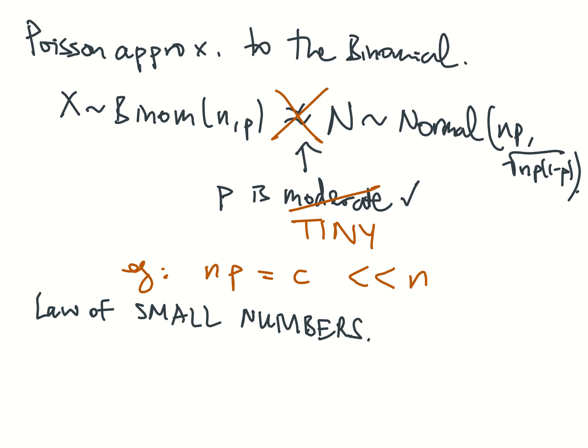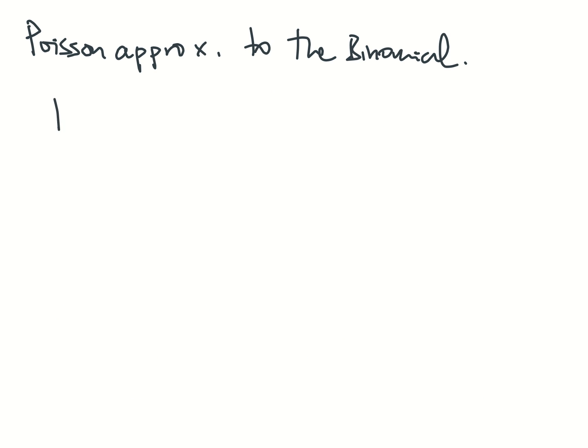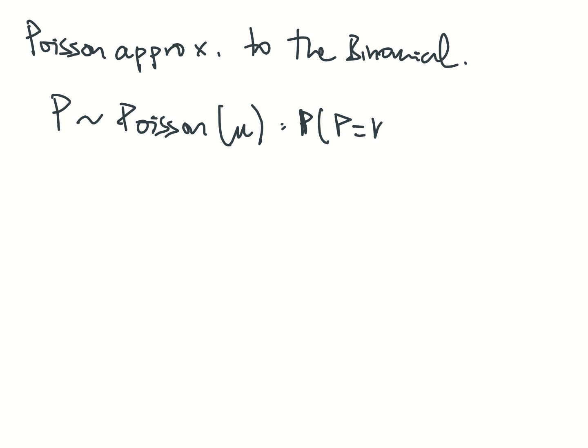This says that if n times p is approximately a small constant relative to n, then a binomial distribution (n, p) is well approximated by the Poisson distribution with mean mu, which is equal to n times p. Unlike the normal, which is continuous, the Poisson is a discrete distribution. It takes a single parameter mu and has probability function: the probability that X equals k is e to the minus mu, mu to the k, divided by k factorial.